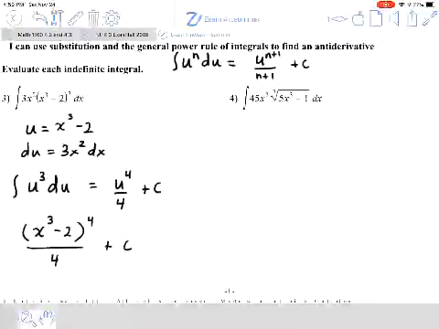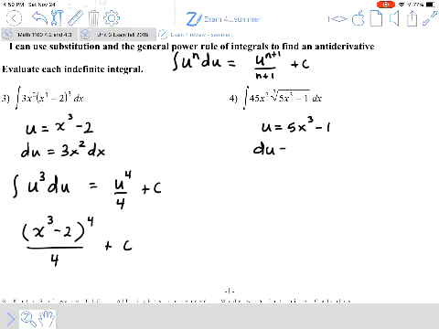Now for number 4, I see an inside function here, and then we can also change the cube root. We can change that into a power of 1/3. So I'm going to say that u is the inside function 5x to the third minus 1, so then du is 15x squared dx.